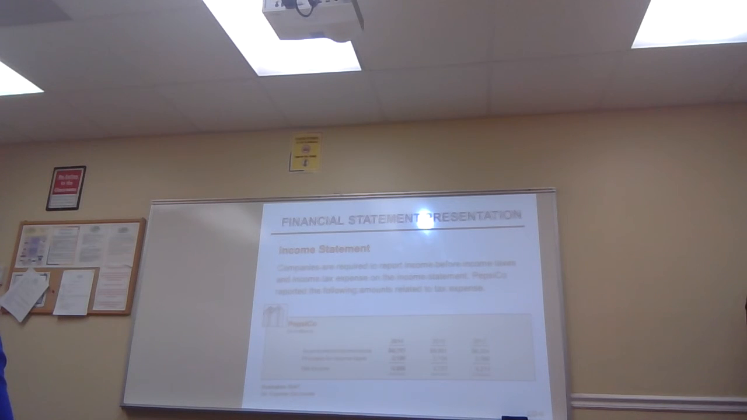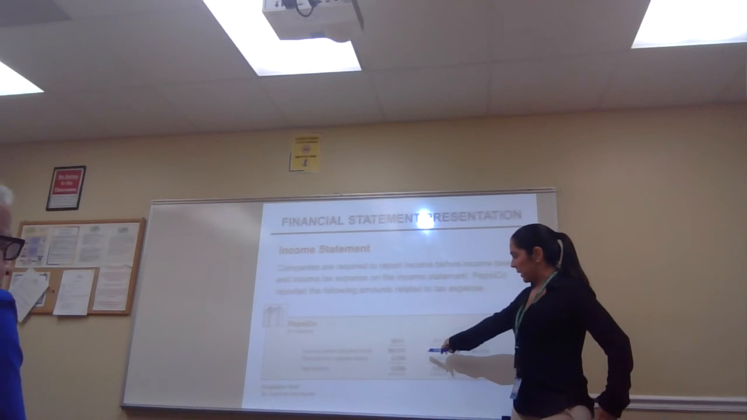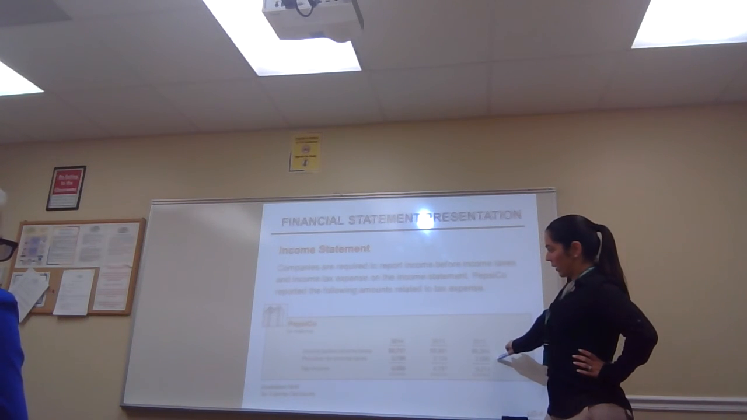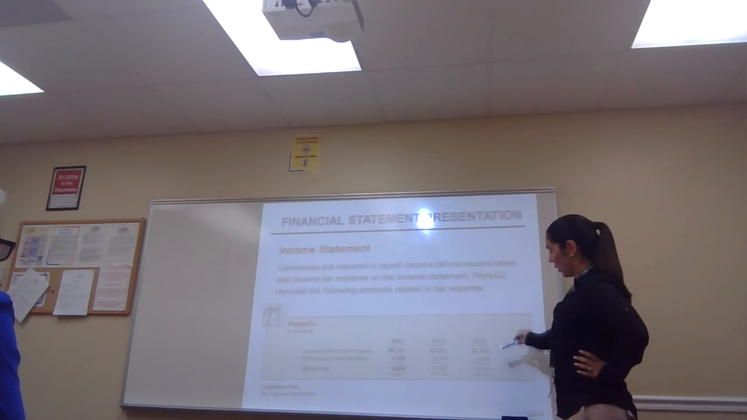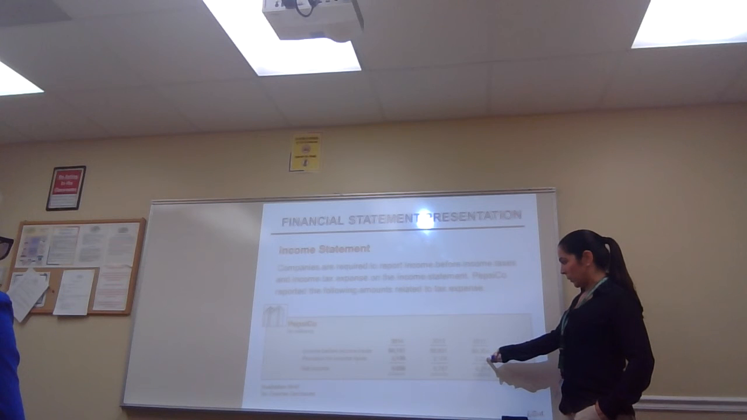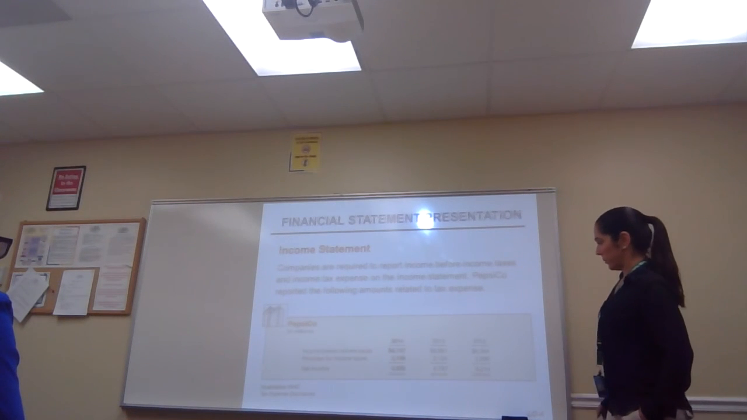On the income statement, the companies are required to report income before income taxes and income tax expense on the income statement. PepsiCo reported the following amounts related to tax expense. So again, this is all presentation. You're going to have on your income statement your income before income taxes, and then your provision for income taxes and your net income. So they just want you to break it out. They don't want you to combine it all. And always know that this always comes after your income. Like first it goes your income and then income after taxes. You know from Intermediate Accounting 1.